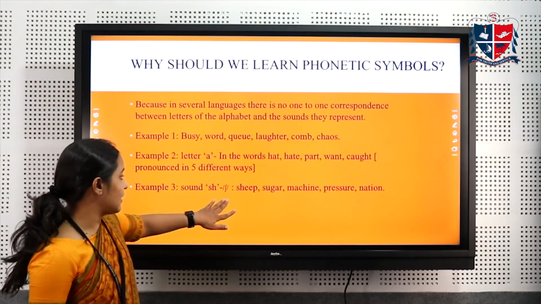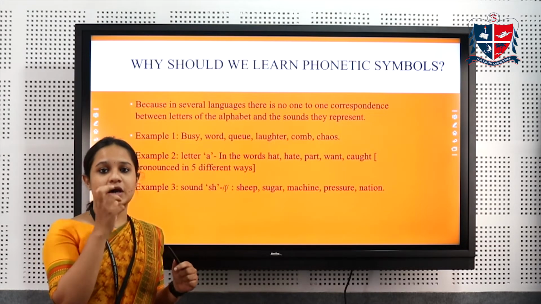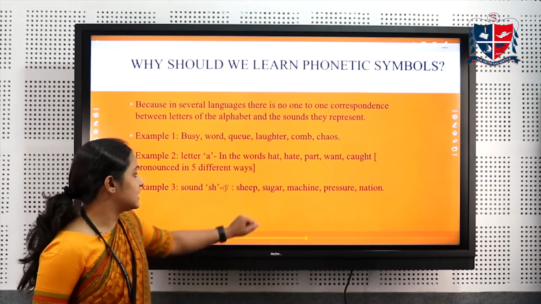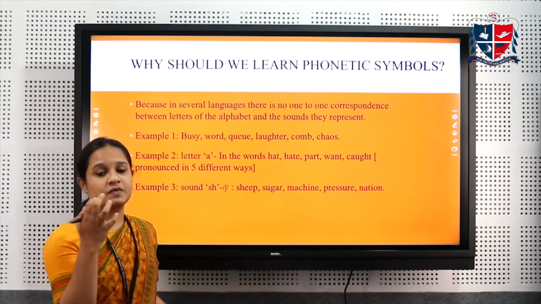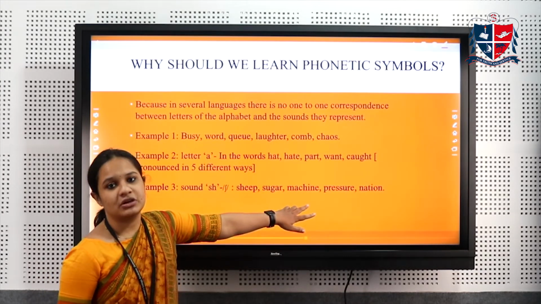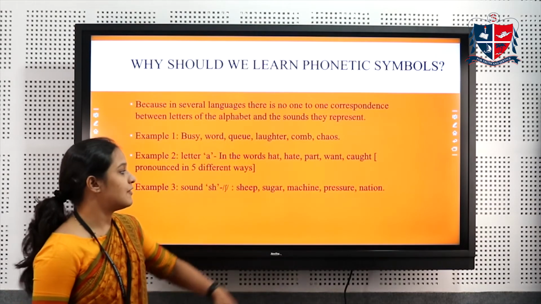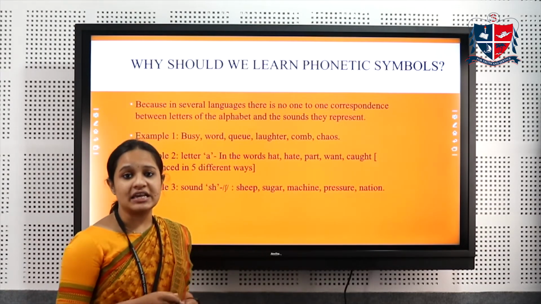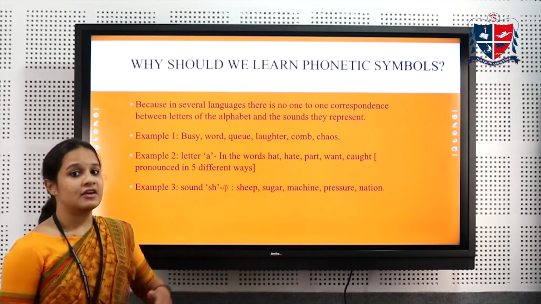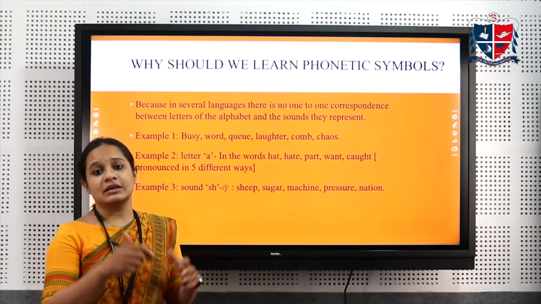Okay, so let's see the next example. In next example, we have the sh sound. So let's see which all combinations represent the sound sh. In sheep, sh represents the sound sh. But then in sugar, just an s represents the sound sh. Okay. In machine, ch represents sh, and in pressure, double s represents sh. And finally, in nation, ti represents sh.